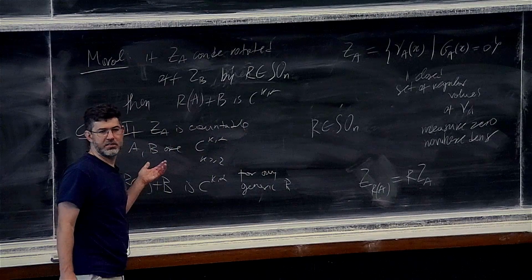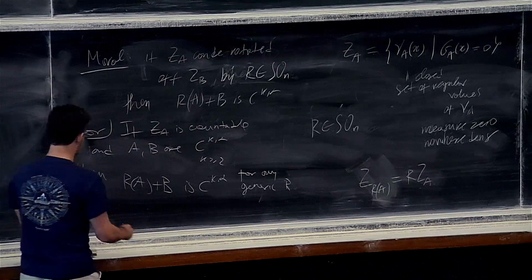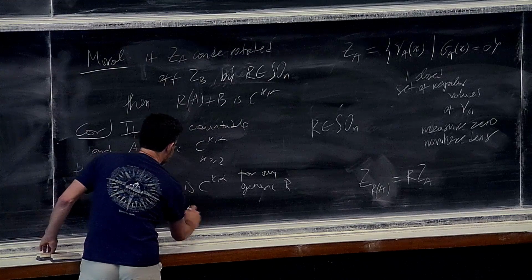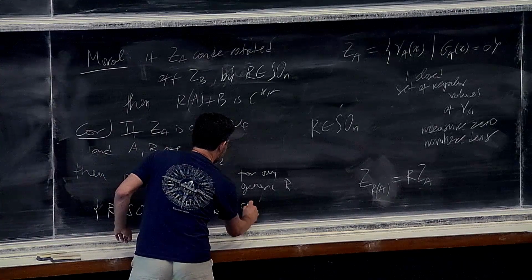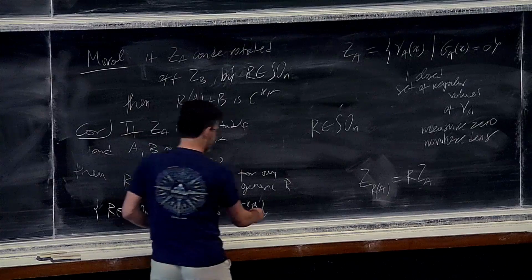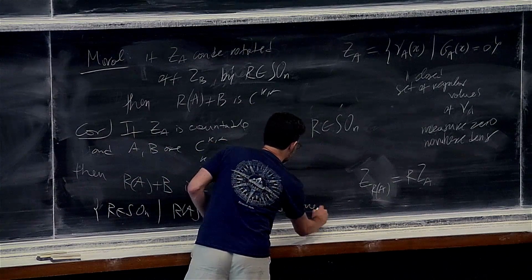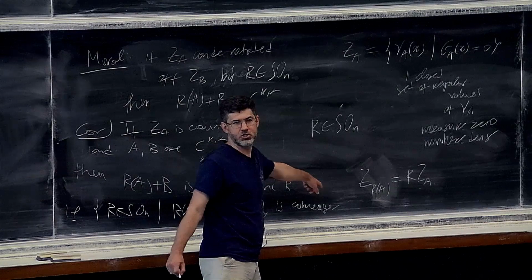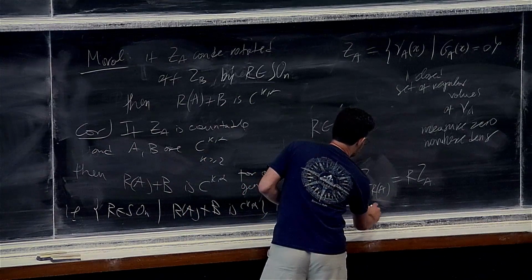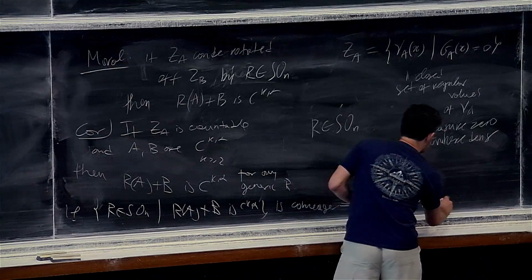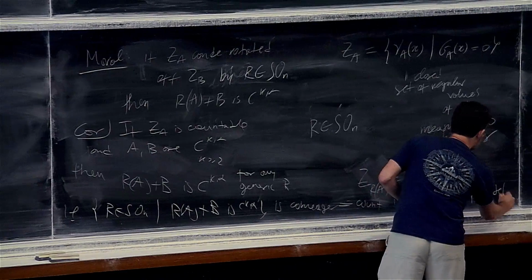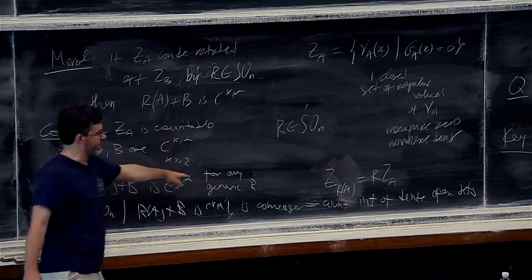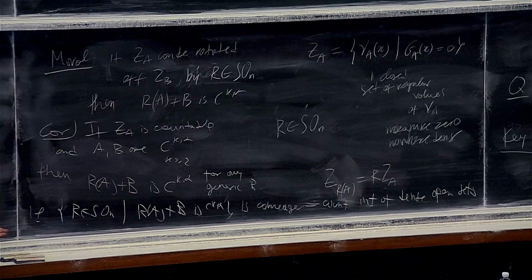And by generic, I mean generic in the sense of Baire category. So what I mean precisely is that if you look at the set of R's such that RA plus B is C^{k,alpha}, the set is co-meager. It's just a short name for the countable intersection of dense open sets. So this is a countable intersection of dense open sets. Okay, so it sort of sells better to talk about generic, but this is what one typically means.